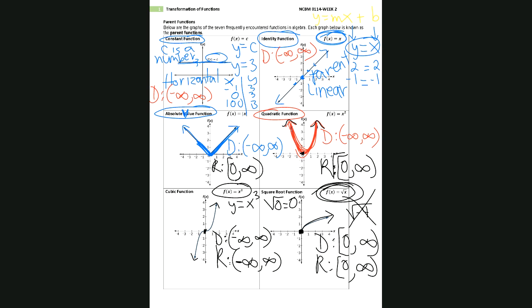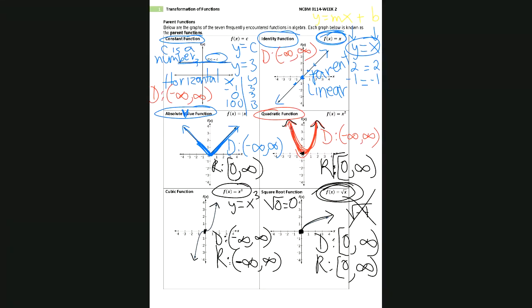So that is just a view of parent functions. As we go on the semester, in both classes, 01-14 and 13-14, we will dedicate more time to each function. We're going to spend some time discussing properties of the cubic function, of the quadratic, of the square root, absolute value, and of course, of linear functions.